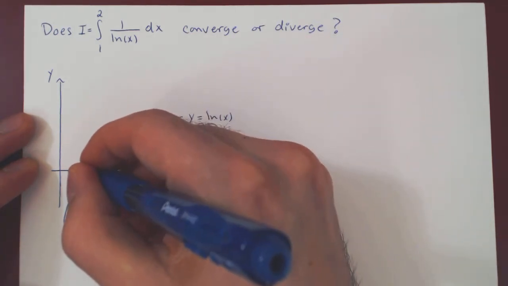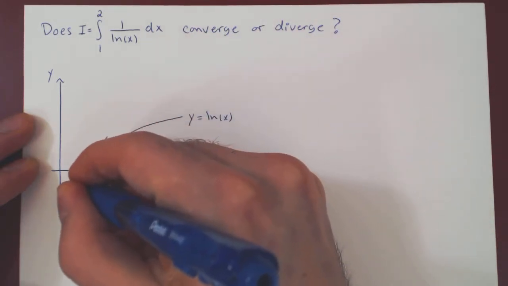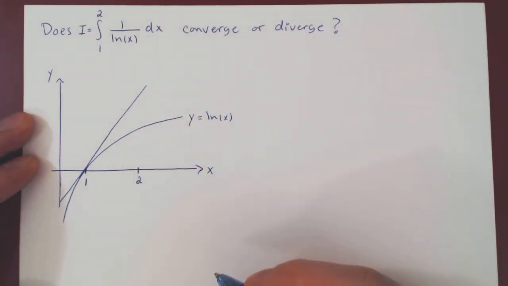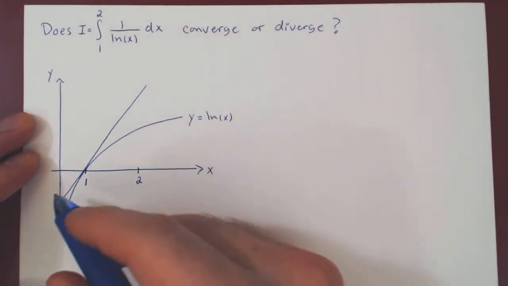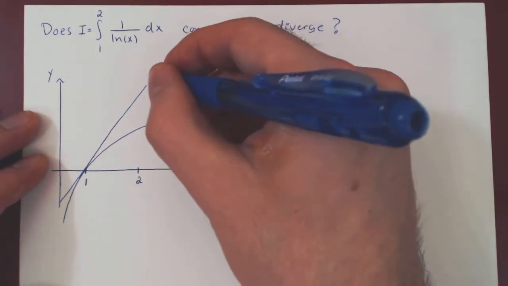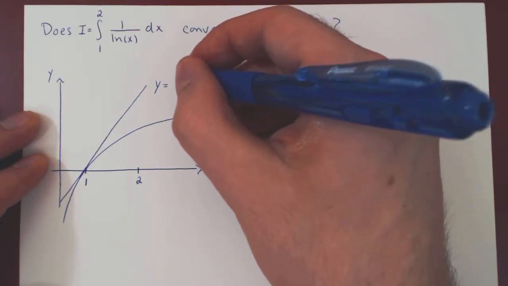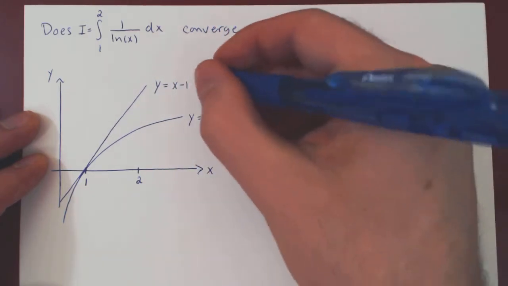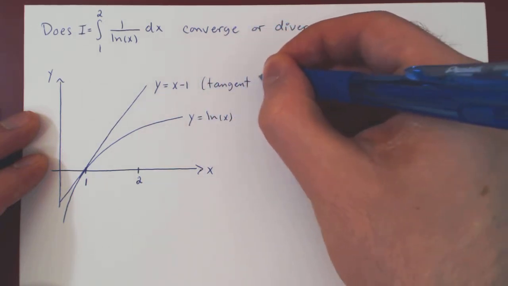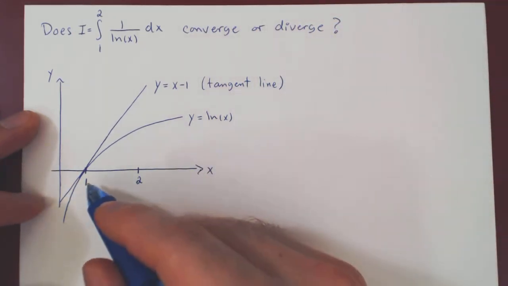So if you look at this tangent line, you will find quite simply, and I will leave the calculations up to you, this is something that's quite easy, that the equation is y equals x minus 1. And this is our tangent line, specifically to the function ln of x at x equals 1.